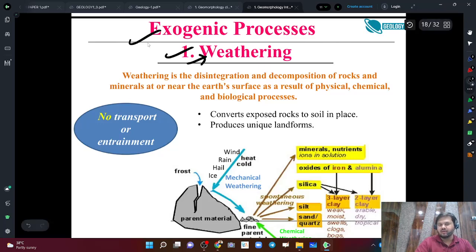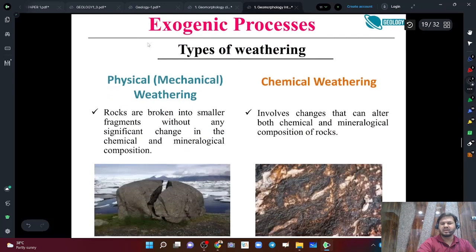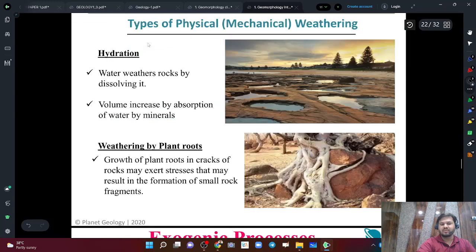In weathering, this is directly part of our geomorphology syllabus. We'll have a dedicated lecture on it, maybe the next lecture will cover weathering. Here there is no transportation or entrainment. So I'm not going into detail right now, I'm just giving you a view.